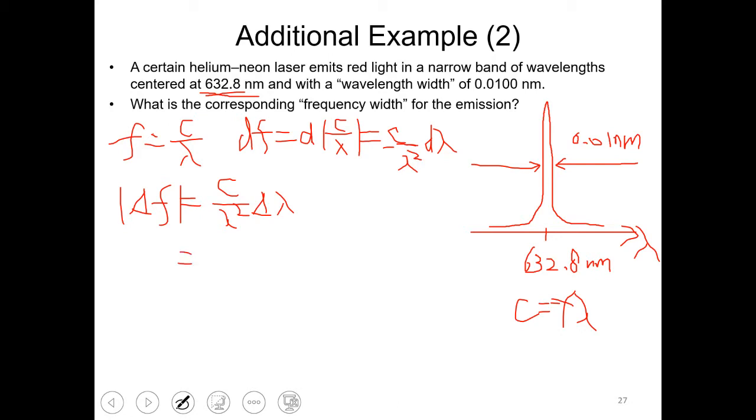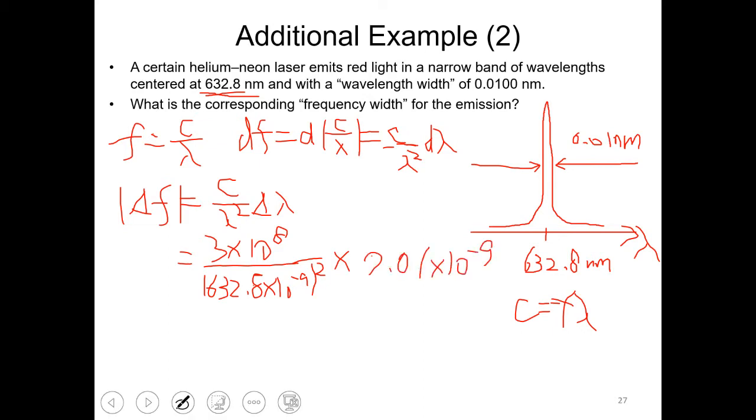So c is 3 times 10 to the 8, over lambda, where lambda is 632.8 times 10 to the minus 9, squared, times the wavelength width, which is 0.01 times 10 to the minus 9. So the frequency width is 7.69 gigahertz.